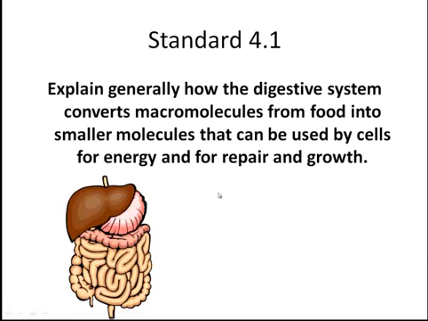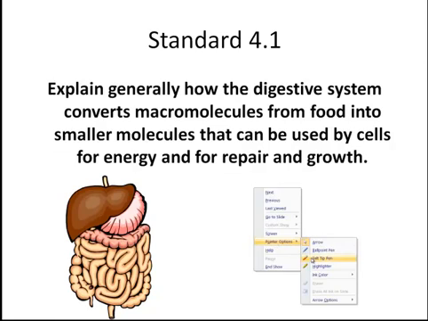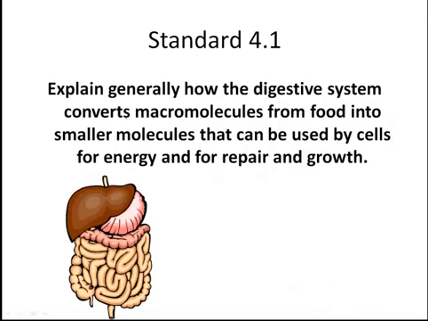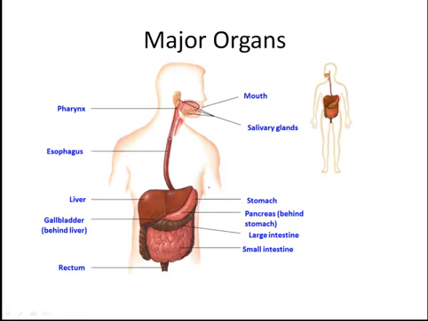We're going to start with standard 4.1, which is all about the digestive system. The digestive system's job is to convert our macromolecules, which are our large molecules, the things that we eat, into smaller molecules that can be used by cells. We're going to use those things in the body for energy and also for repair and growth. So we use carbohydrates for energy, and we use lipids and proteins for repair and growth.